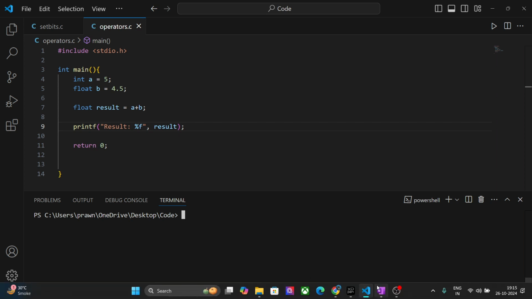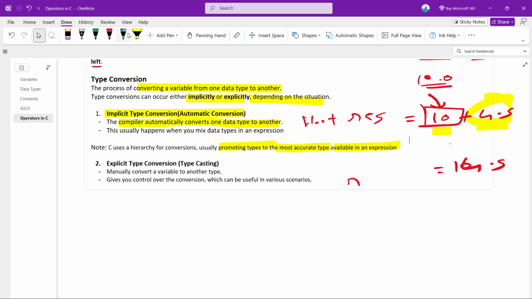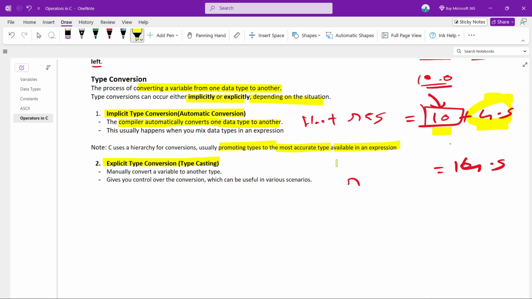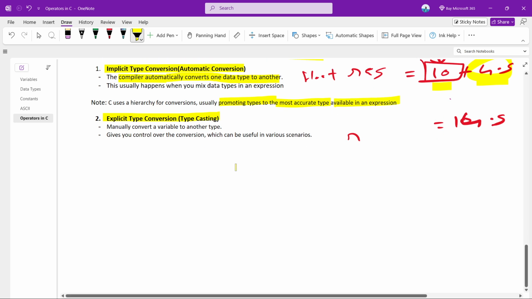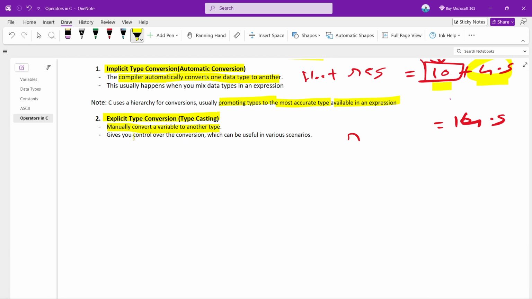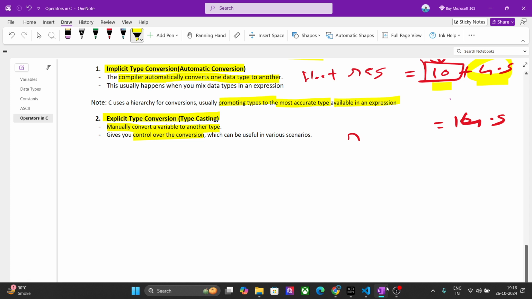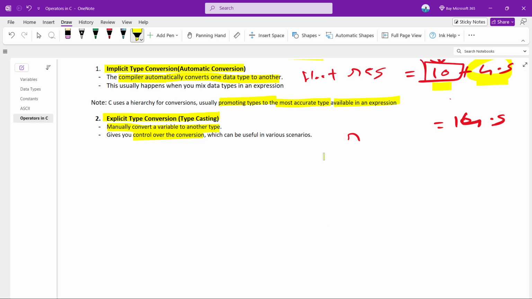Now another way we can perform type conversion is the manual way, also called explicit type conversion or typecasting. What happens here is, in typecasting, a programmer manually converts a variable into another type. Now why does a programmer do this and when? Basically, when we want more control over the conversion, we can use explicit type conversion or typecasting. And the syntax for this is very simple.